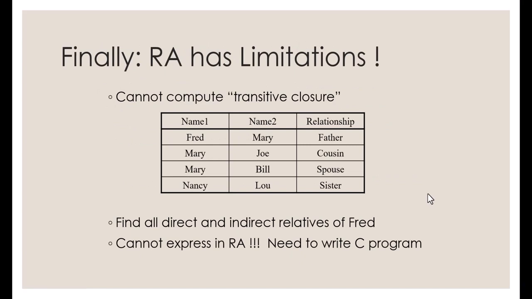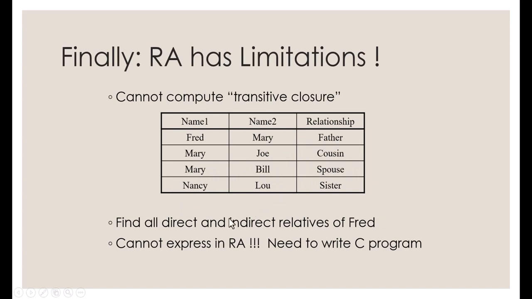So you cannot really compute transitive closure in relational algebra. That's one limitation of using this. Here we have names of 2 people and their relationships. Fred is the father of Mary. Mary and Joe are cousins. Mary and Bill are married, they're spouses. And Nancy and Lou are sisters.